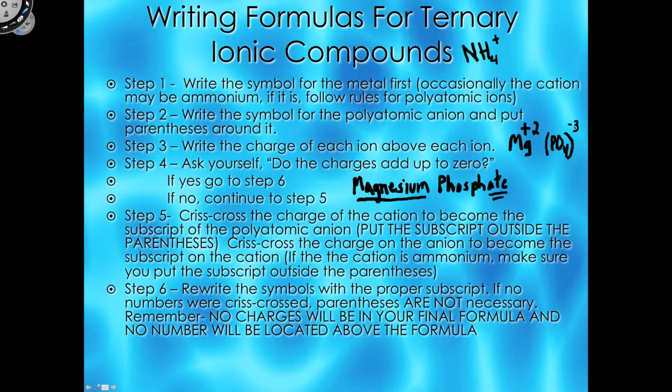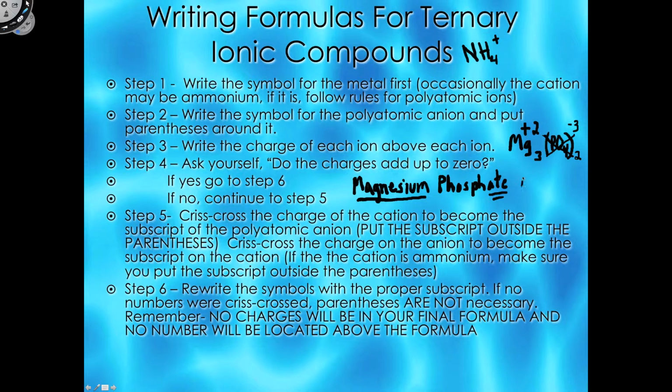Do they add up to 0? If they don't, you crisscross the numbers and leave the signs. The 2 will go on the outside of the parentheses. And because we crisscrossed here, we know that the parentheses are going to be necessary because I have to have a separation between this 4 and this 2. Otherwise, it would look like 42. So we crisscross the 2 there. We crisscross the 3 there. Again, we don't bring the signs with it. That's just to help us determine if they add up to 0 or not.